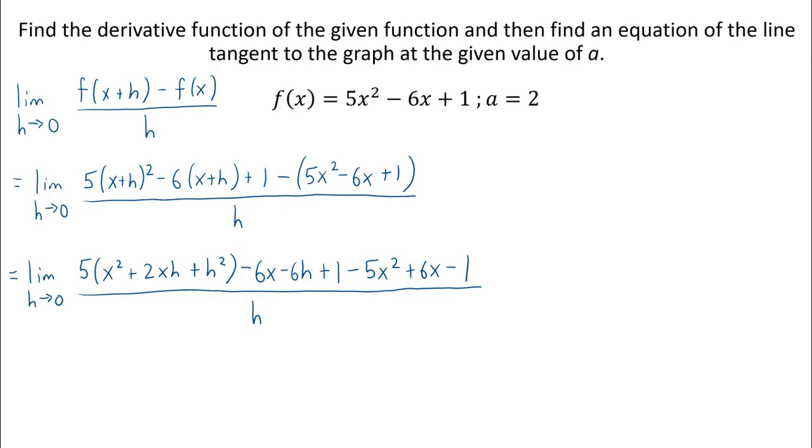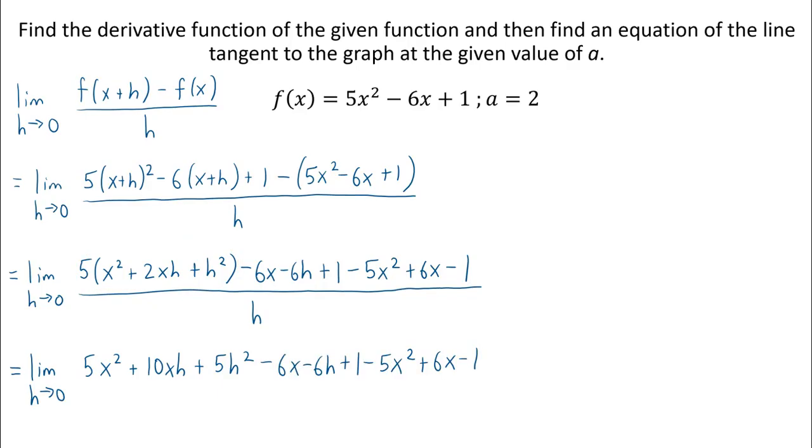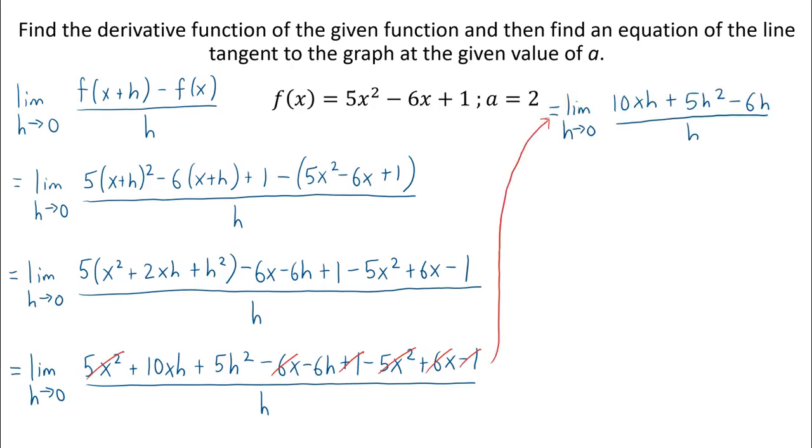Let's continue simplifying the numerator by distributing the 5 to the x squared plus 2xh plus h squared. That'll give us 5x squared plus 10xh plus 5h squared. Bring everything else straight down, and that's still all over h. 5x squared and minus 5x squared cancel out. Minus 6x and plus 6x cancel out. Plus 1 and minus 1 also cancel out. And that leaves us with the limit as h approaches 0 of 10xh plus 5h squared minus 6h all over h.